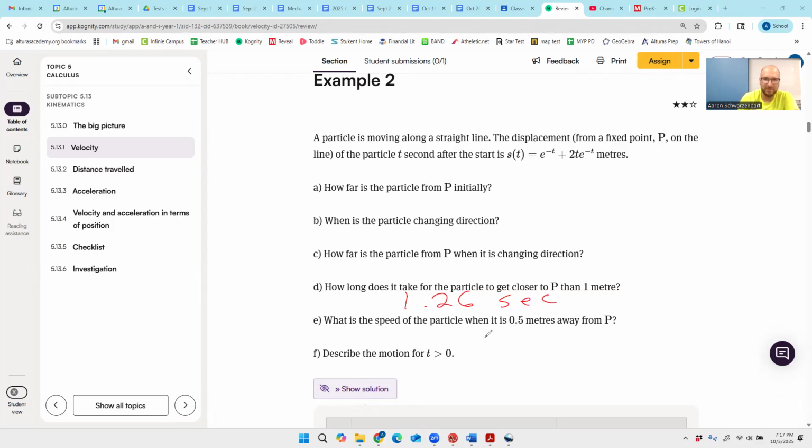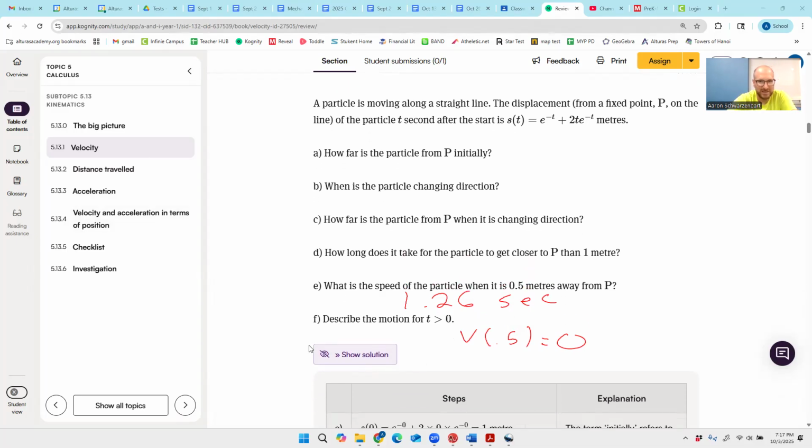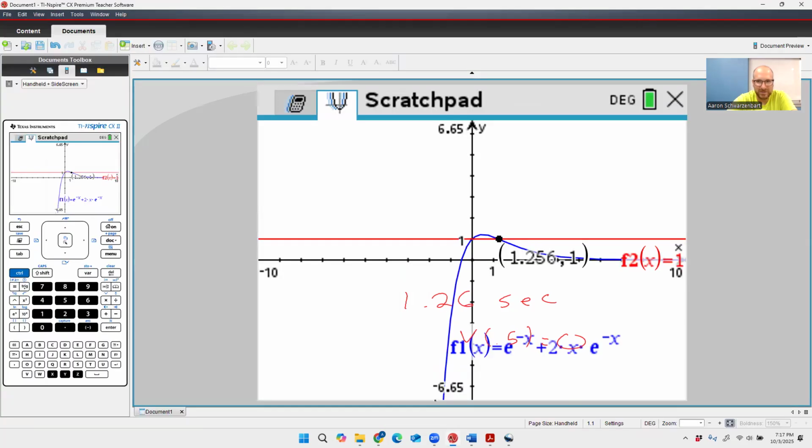What is the speed of the particle when it is half a meter from P? That's V of 0.5. And I did that before, and that was 0. Describe the motion for t greater than 0. It moves away for about the first half a second and then starts moving back towards point P. And it looks like it gets infinitely close, but never reaches P.